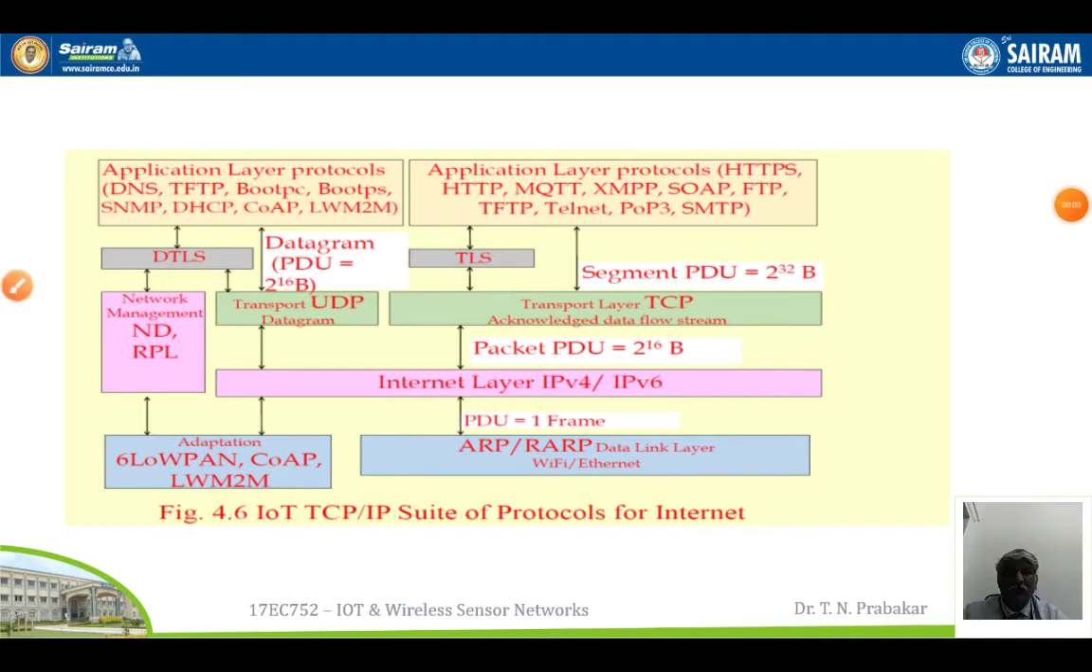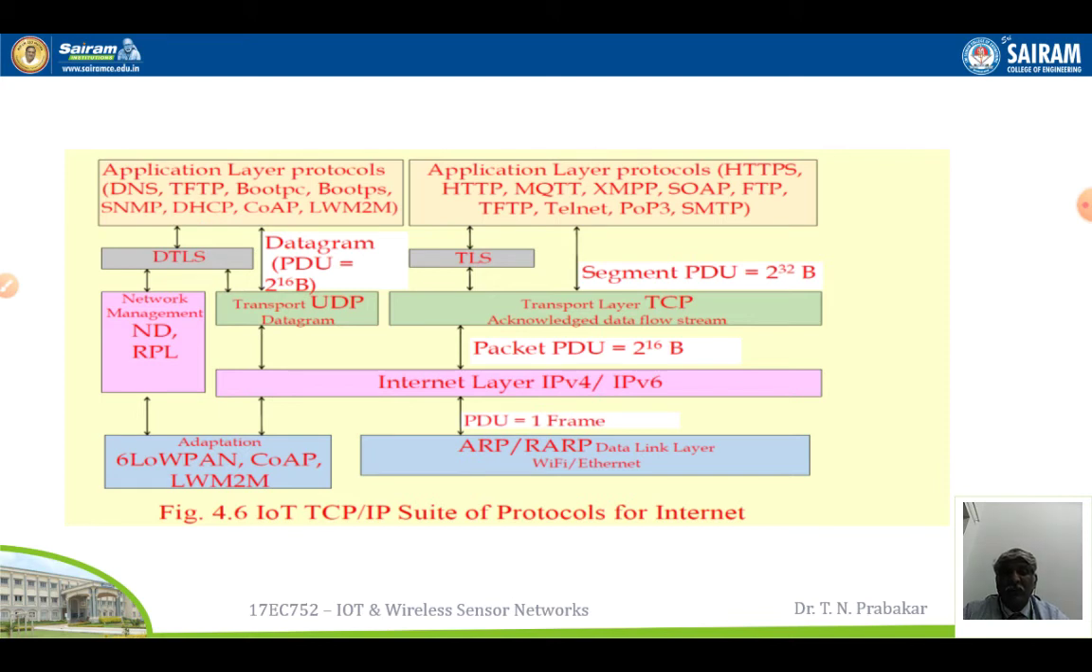Right, we will continue with this. This diagram shows the IoT TCP/IP suite of protocols for the internet. On the right hand side you can see the application layer protocols, such as HTTPS, HTTP, MQTT, XMPP, SOAP, FTP, TFTP. HTTPS, HTTP and FTP can be used for normal internet use on our computers, and we have studied MQTT, XMPP and SOAP, which are useful for our IoT data transmission.